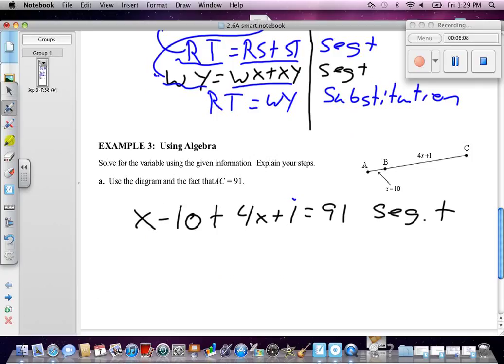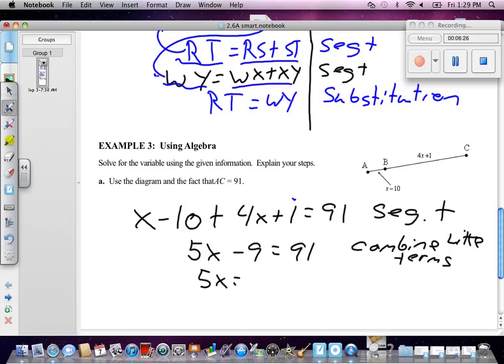Now we would go x plus 4x gives us 5x, and negative 10 plus 1 gives us negative 9. I would call that combining like terms. Then I'd add 9 to both sides, and I get 5x equals 100. I call that adding. Divide by 5, I get x equals 20. I call it division.